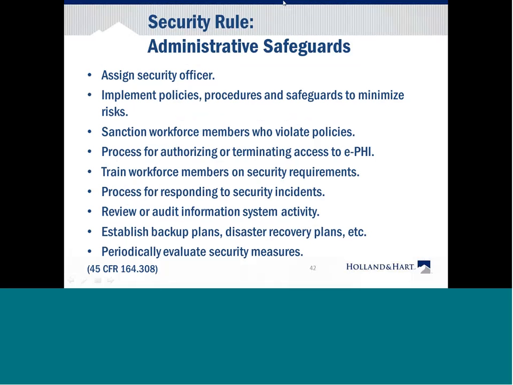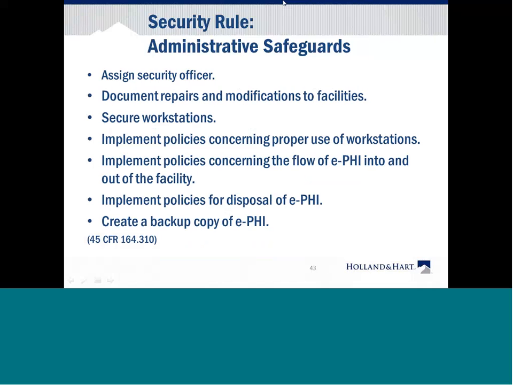As far as the administrative safeguards, you've got to assign a security officer, implement policies, procedures, and safeguards to minimize the risk, sanction workforce members who violate policies, have a process for authorizing or terminating access to electronic protected health information, train workforce members on security requirements, have a process for responding to security incidents, review or audit information system activity, establish backup plans, disaster recovery plans, etc., and periodically evaluate security measures.